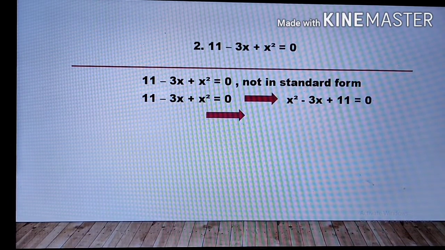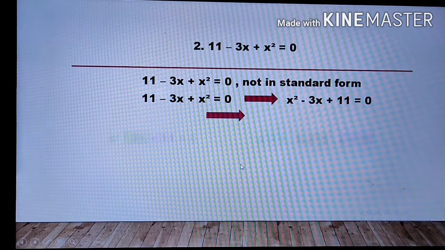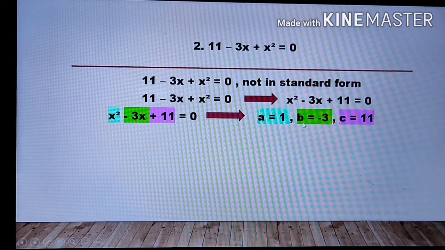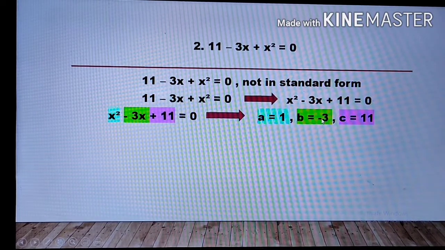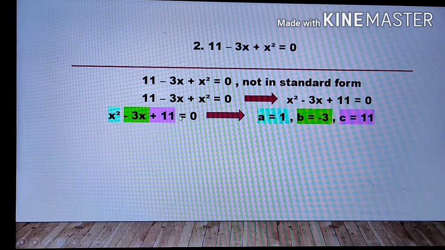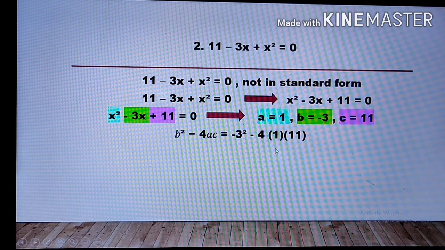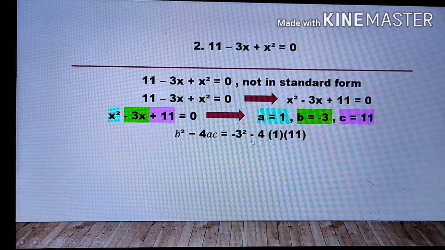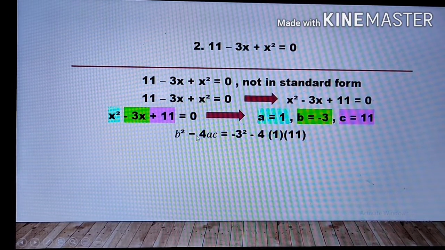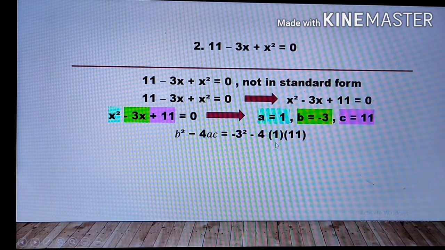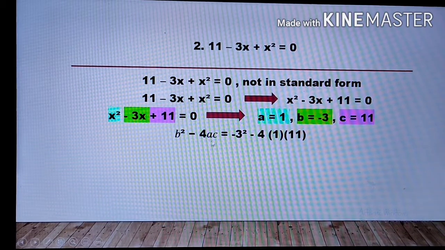Since standard form na siya, we are going to find the values of a, b, and c. So, our a is 1. Then, b is minus 3, so negative 3. Then, c is plus 11, so positive 11. So, substitute lang the values of a, b, and c sa formula. So, b is negative 3. So, negative 3 squared minus 4, copy lang 4 ha, kasi constant. A is 1, then times c is positive 11.